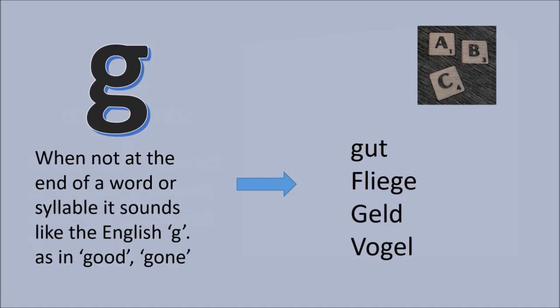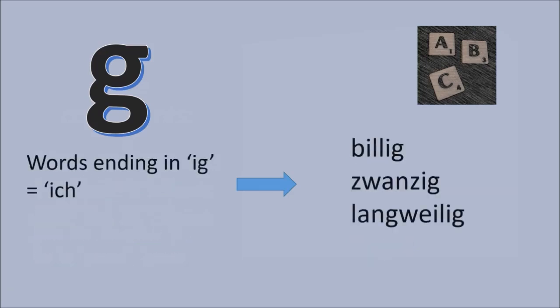And if it's not at the end of a word or a syllable, it sounds more like the English G, as in good or gone. Gut, Fliege, Geld, Vogel. Words ending in IG are pronounced like the German word ich. So it almost sounds as if they were spelled ICH, but it's not, it's IG. Billig, zwanzig, langweilig. Sometimes you may hear people saying billik, zwanzik, langweilik, but usually it's billig, zwanzig, langweilig.